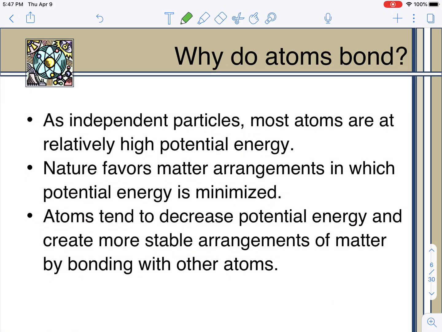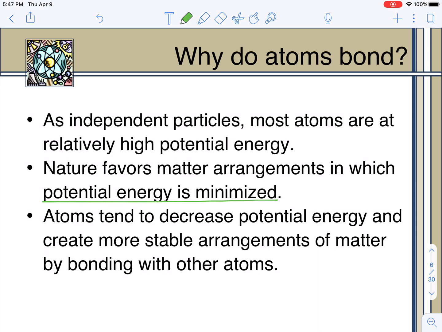So why is it that atoms bond? Well, we're going to talk about it here, and then I'm going to show you some electron configurations that help to illustrate this a little bit further. But basically, atoms really want to be in a situation where their potential energy is minimized. Potential energy for atoms is bad. Potential energy is like them being stressed out, right?